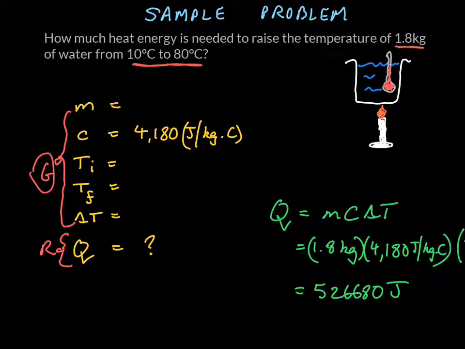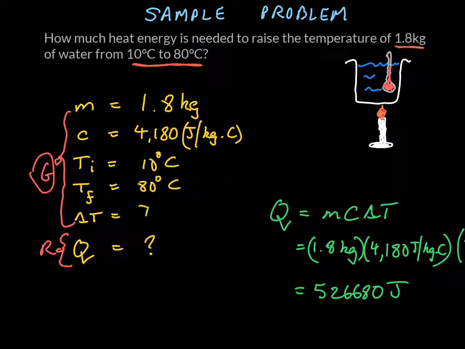So if we start writing out our givens, we'll see that the mass is 1.8 kilograms. We would need to be given a specific heat capacity of water or have a chart as a reference, and we would know it's a very common one, that it's 4.18 × 10^3, or 4,180 joules per kilogram per Celsius. That's a standard value for water as found by scientists way back when. The initial temperature is 10 degrees Celsius. The final temperature is 80 degrees Celsius.